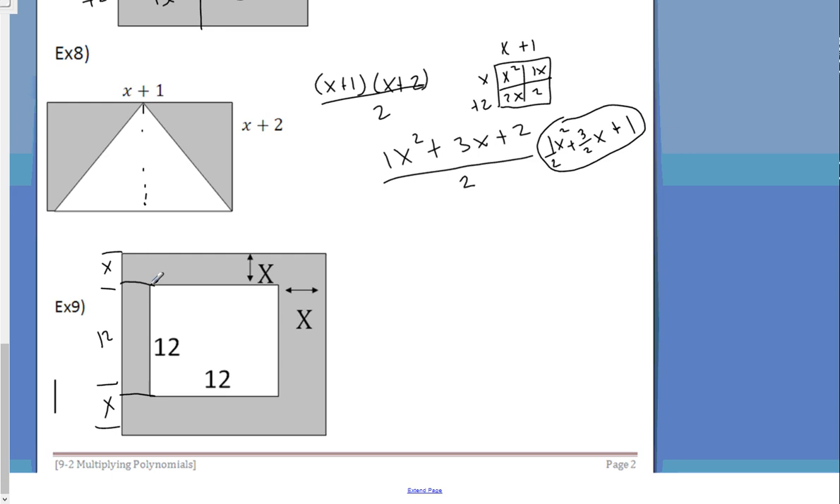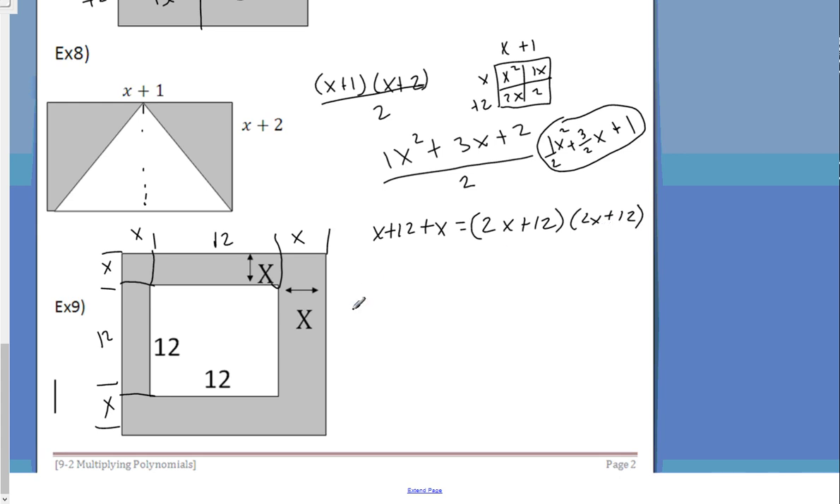And if you do it the same way on the width, from there to there is x, right? From there to there is 12, and from there to there is x. So how long is the length? Well, it's x plus 12 plus x. So x plus 12 plus x is actually 2x plus 12, right? Okay, so this side is 2x plus 12, and this side is the exact same thing. It's 2x plus 12. So I'm really going to multiply 2x plus 12 times 2x plus 12, right?